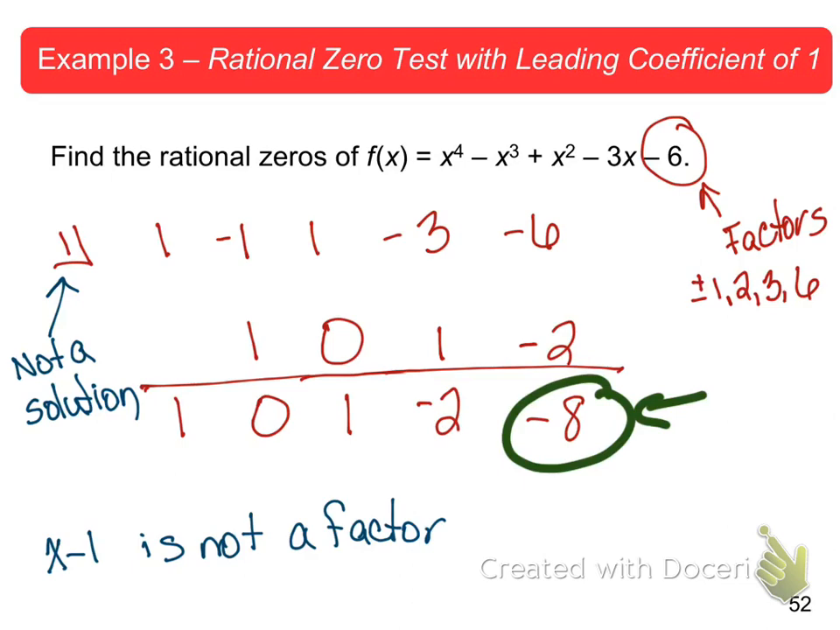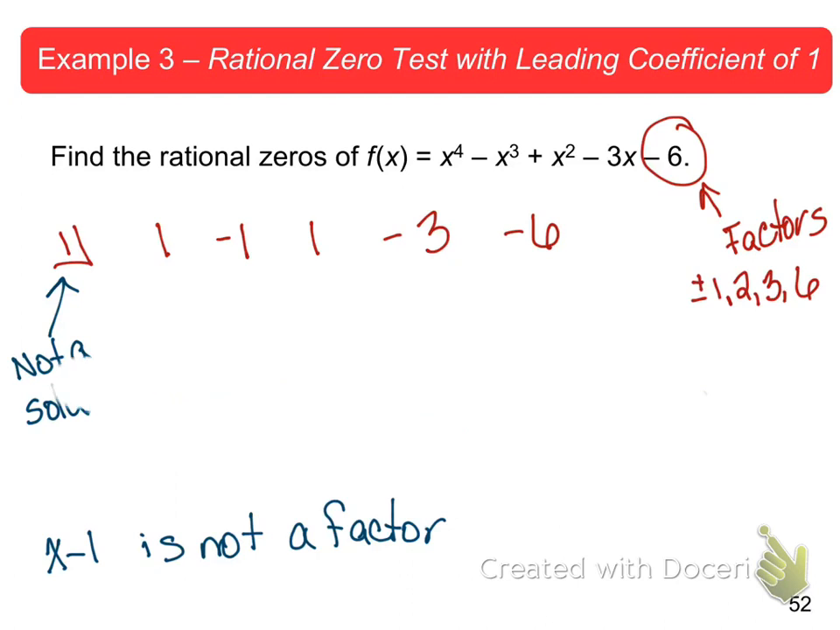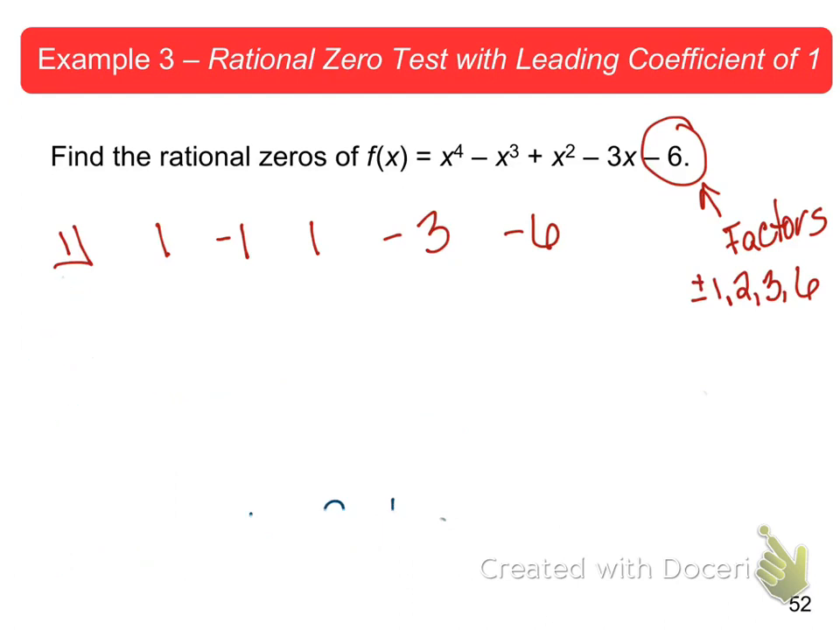Okay? So, positive 1 didn't work. What else? What should we try next? 2. Let's try 2. And I'm trying 2 because it's a factor. And a lot of times on these tests, I have students erase all this, and then they put a different number here. And that's completely fine.